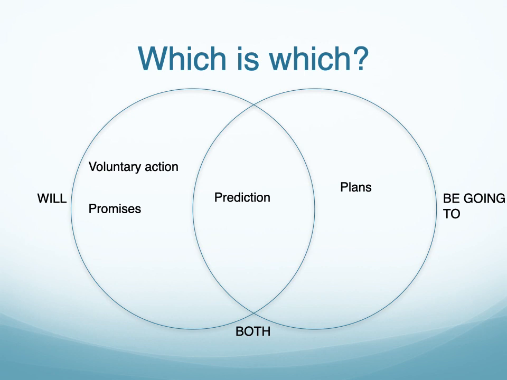Moving over to the right, we have be going to, and we use that for plans, to talk about future plans. And then for predictions in the middle, we can use both. For predictions about the future, we can use will or be going to, and both are fine. So now let's look at each of these individually in a little bit more detail.